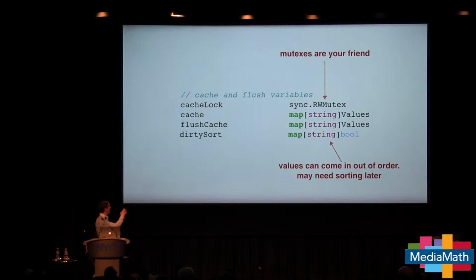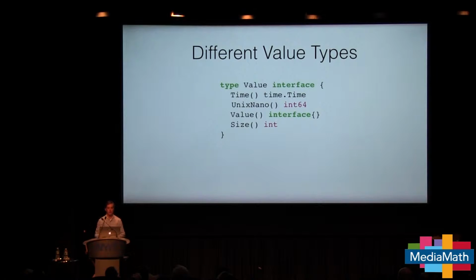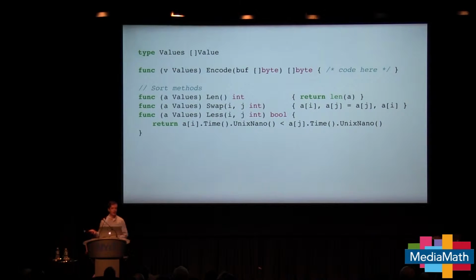So one weird thing we have is that we can have values come in out of order, so we also keep a flag that says whether or not the values have to be sorted. So let me talk about what the values look like and why the sorting thing matters. So we use interfaces here because we can have different types, right? We can have floats, ints, bools, strings. So we just say a value has to conform to this interface. We can get the time, the value, and the size of the thing.